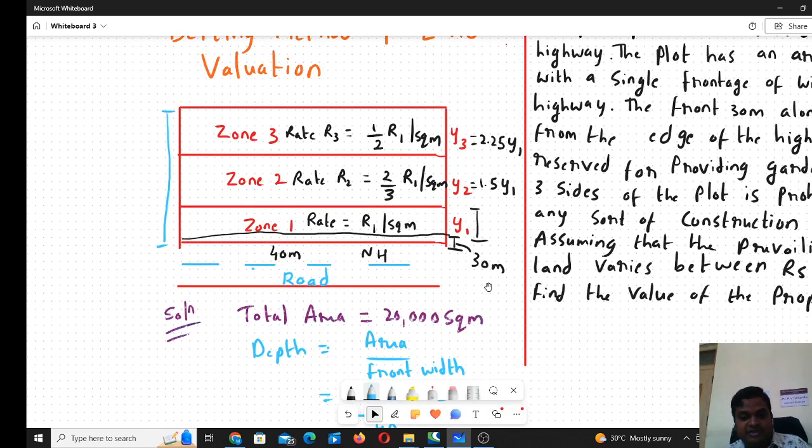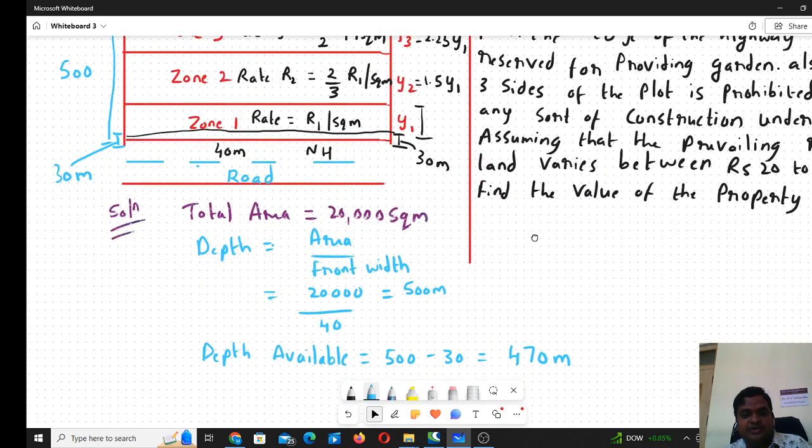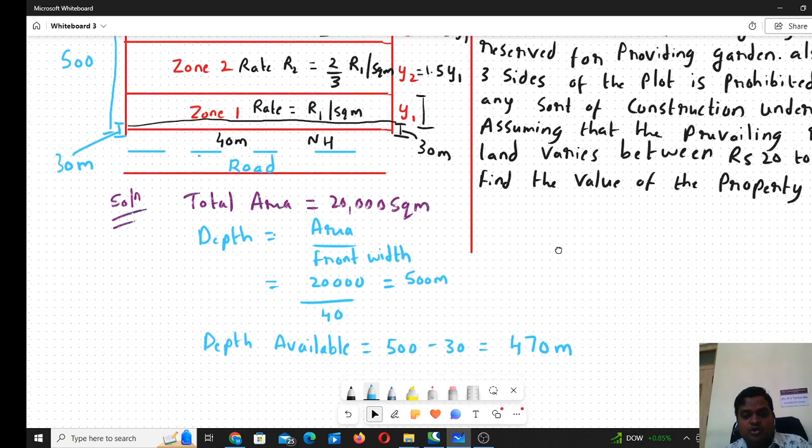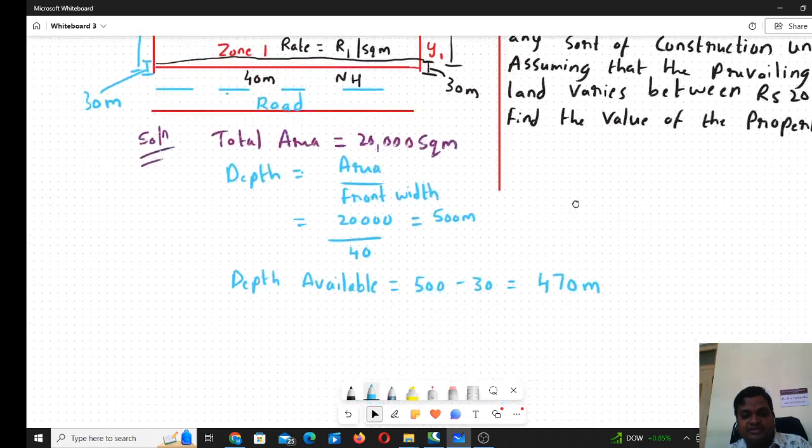Now if you consider here, this entire thing is 500. This portion I need to give for gardening purpose. So the remaining depth, that is nothing but y1 plus y2 plus y3, comes out to be 470 meter, right? So when I am considering this as 470 meter, I need to calculate now how much y1 is, how much y2 is, and how much y3 is.